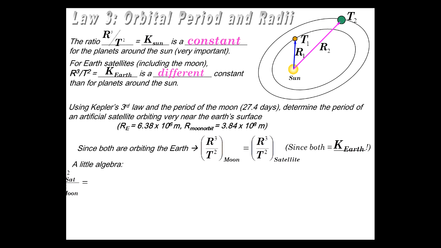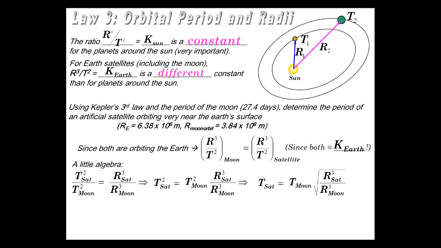Well, we can do a little manipulation and get the periods together and the radii. So the ratio of the periods squared is the ratio of the radii cubed. And now I set it up this way because we want to isolate the period of the satellite. So the period of the satellite is t moon squared over the ratio of the cube of the radii, satellite to moon. And now let's square root both sides, and we get this. So there's the form I really wanted. We're ready to put our numbers in.